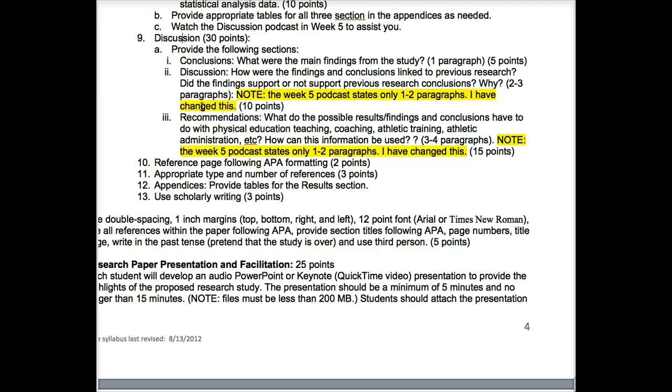Then on a new page, you're going to have your reference page following APA formatting. Then the other area after that is your appendices, where you have your tables. I also will assess you on the appropriate type and number of references, because you should have a minimum of 6 peer-reviewed journal articles. If you don't, you won't get all the points.